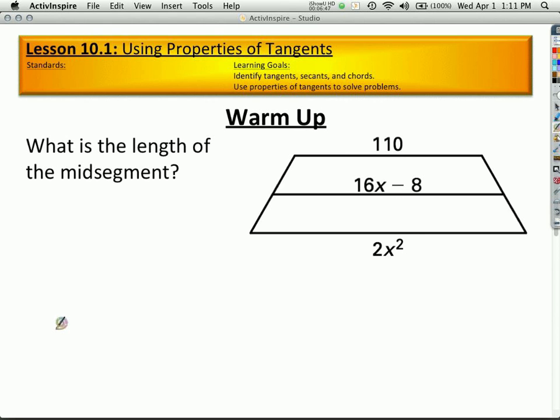We're going to jump right in. You had an introduction to Chapter 10 yesterday, an exploration that we did. Today we formally start Chapter 10, and today's warm-up is a review of ideas from the recent past. Let's see how we did. Stay on your toes. Equity bars are in effect. What is the length of the mid-segment?